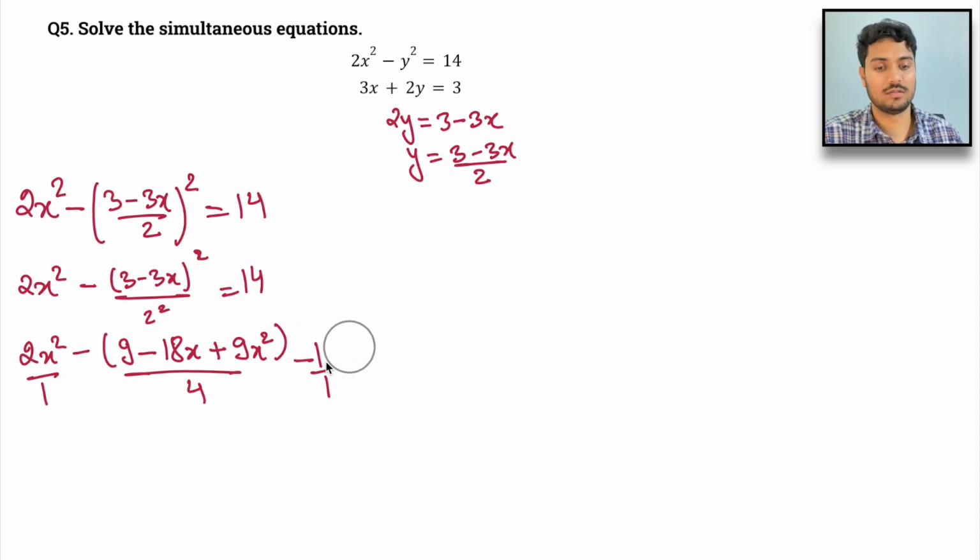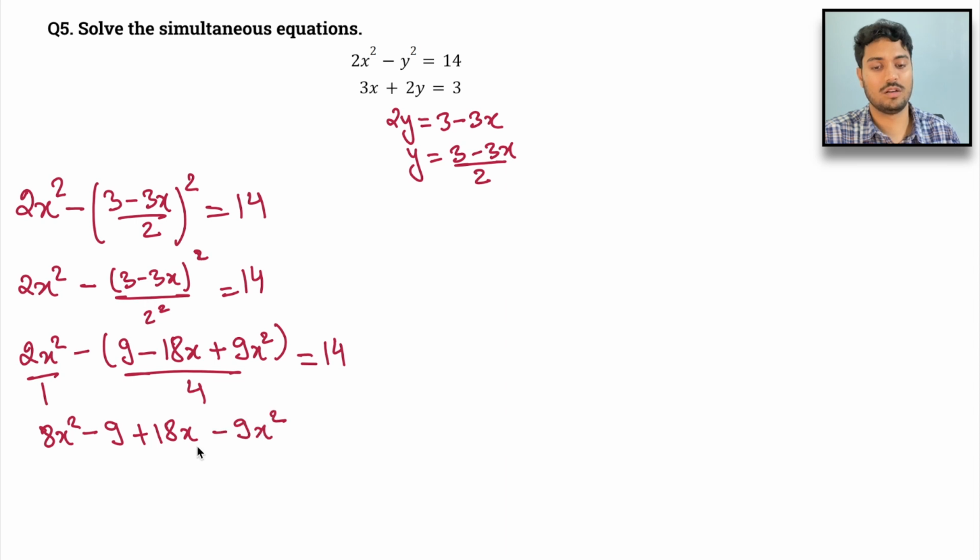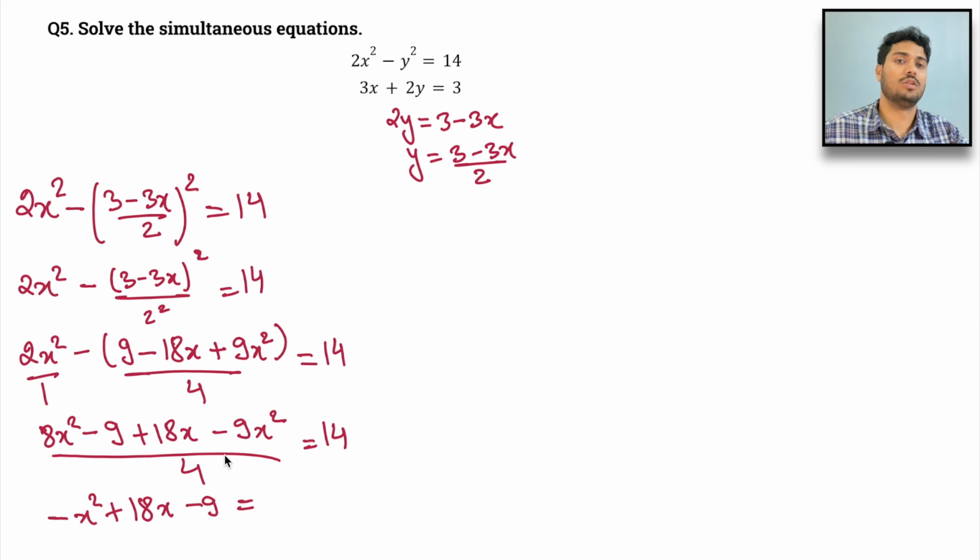Let's bring 14 to this side. So this equals 14. Now let's do cross multiplication. 4 times 2x square is 8x square. Now open the bracket: minus 9 plus 18x minus 9x square, whole divided by 4 equals 14. So now we can write 8x square minus 9x square, which is going to be minus x square, plus 18x minus 9, equals 14 into 4, that is 56.